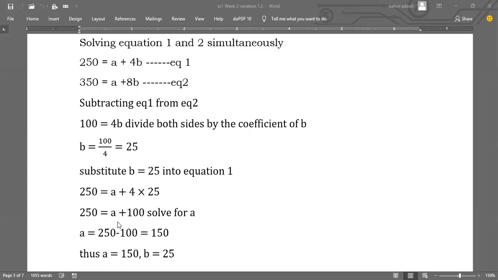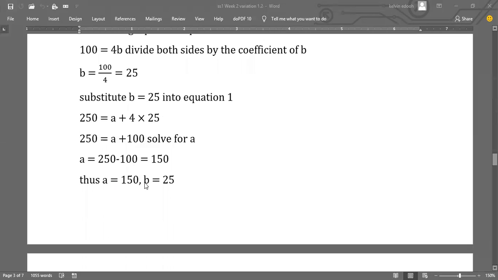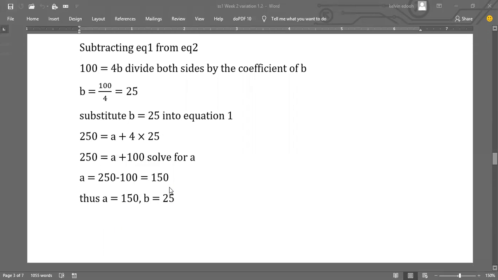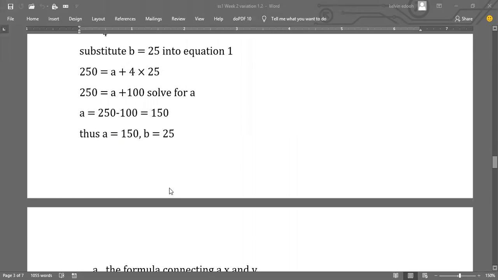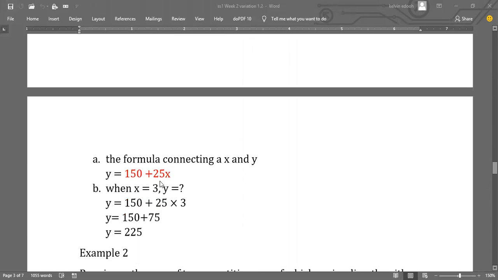So you solve for what? Just solve for a. Collect like terms. So a will be equal to 250 minus 100. This goes over here. 250 minus 100 gives 150. That means your a is 150, your b is 25. So the next thing now is to substitute it into the equation you formed. And what was the equation we formed? Remember, the equation we formed was this.